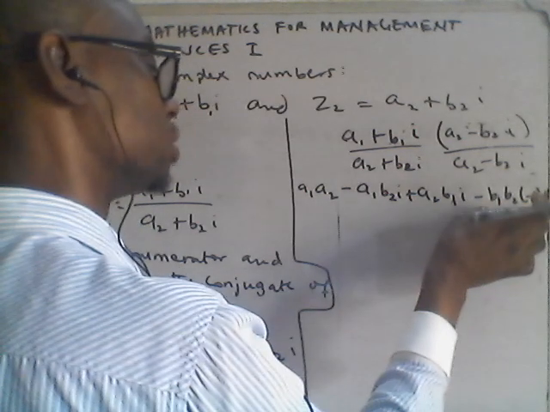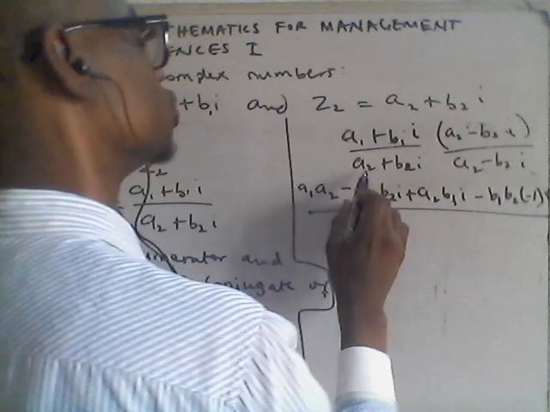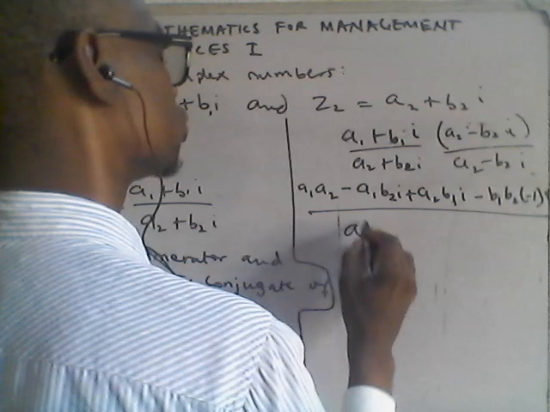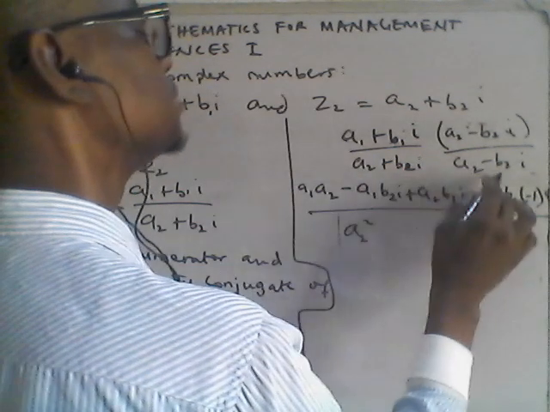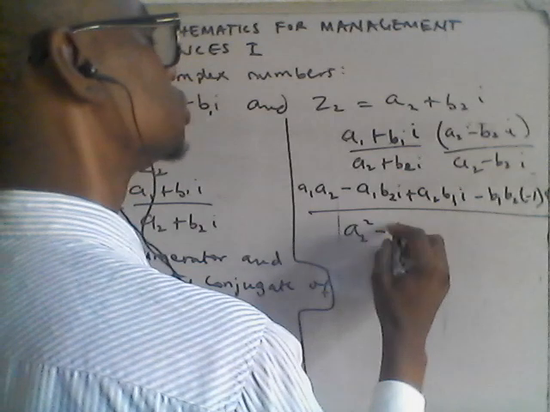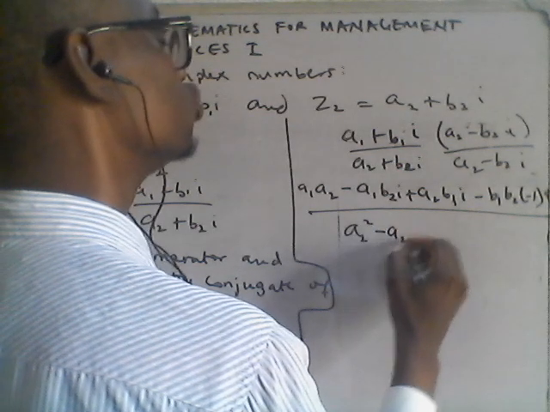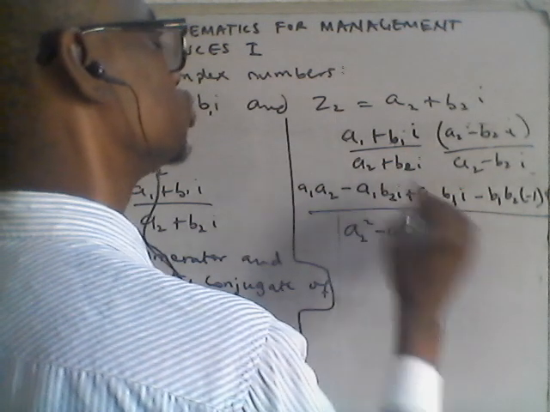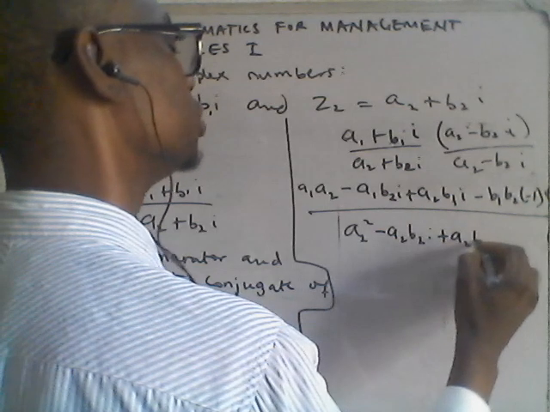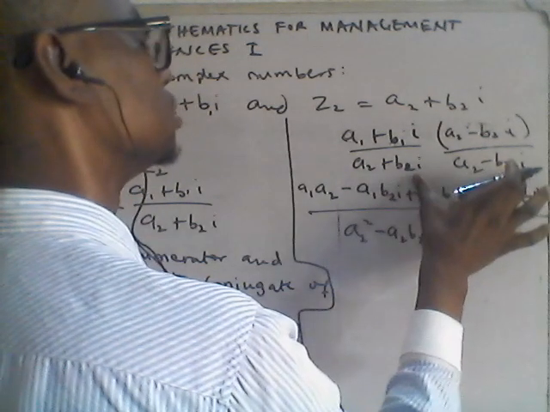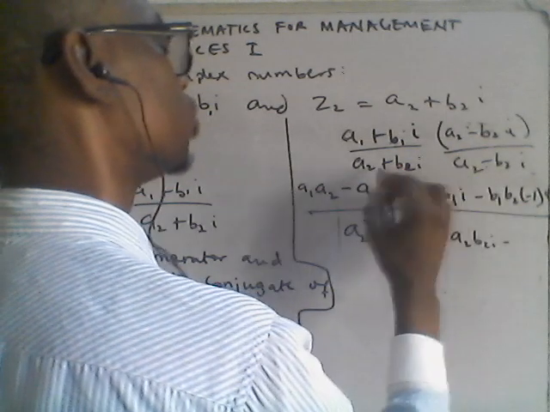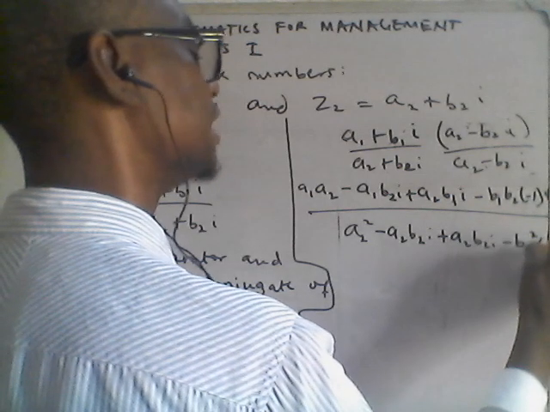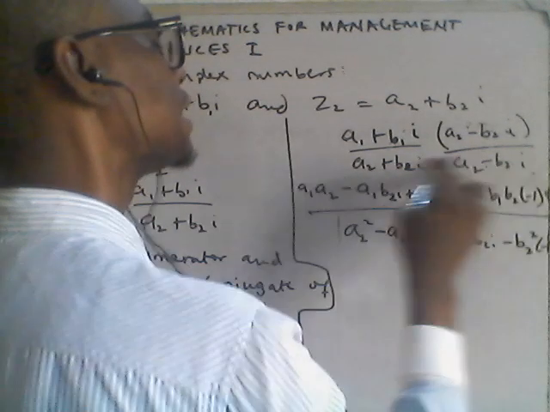Okay, so we'll just hold this one in your mind. Let us do the denominator. A2 times A2 is A2 square. A2 times minus B2i is minus A2 B2i, and B2i times A2 is plus A2 B2i. Then what happens here? Now minus plus is still minus, right? But it's B2 square then minus 1. Why? That minus 1 came from i and i.